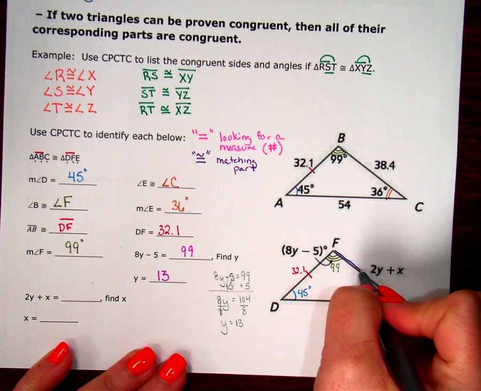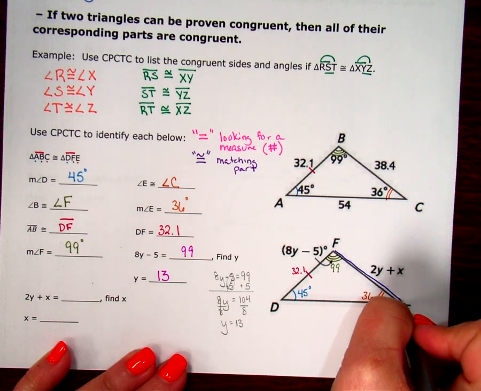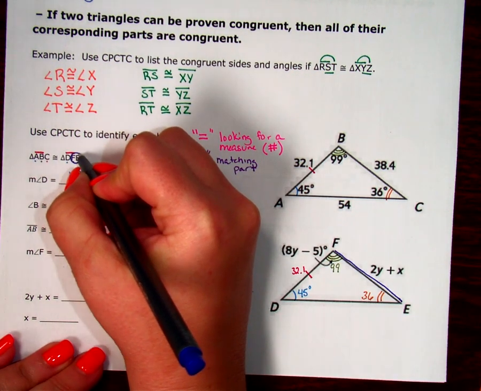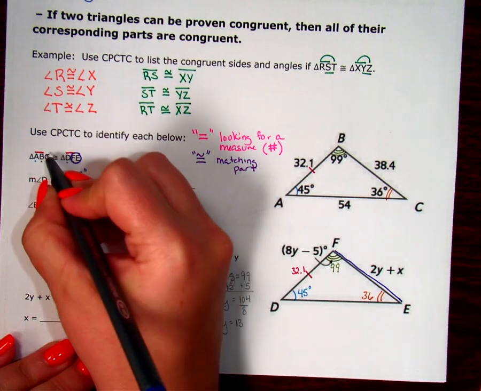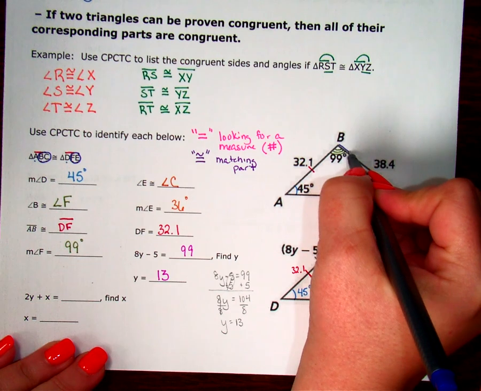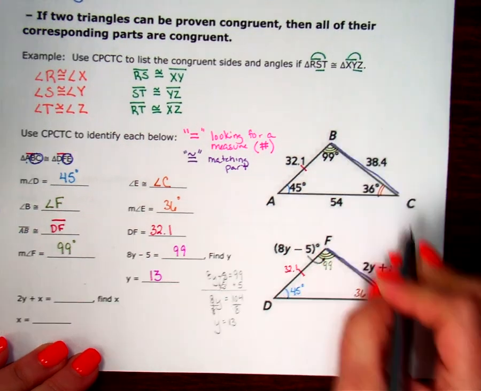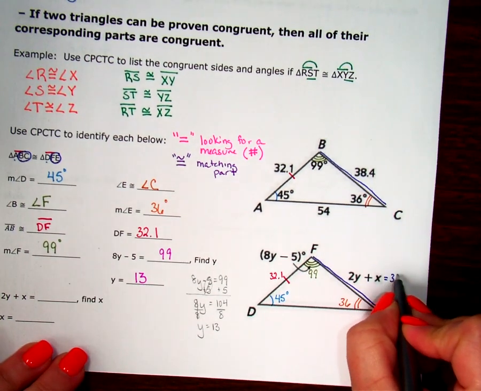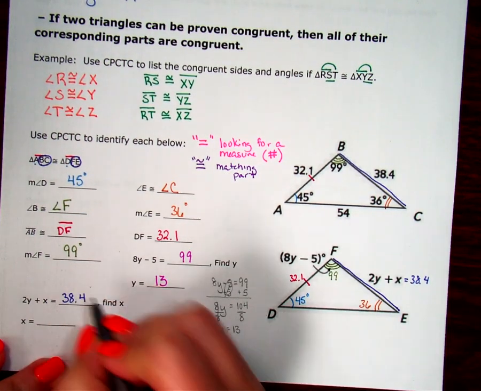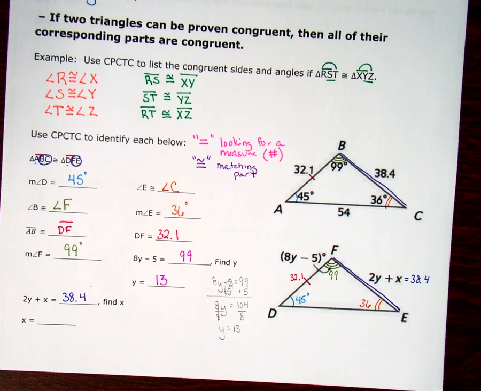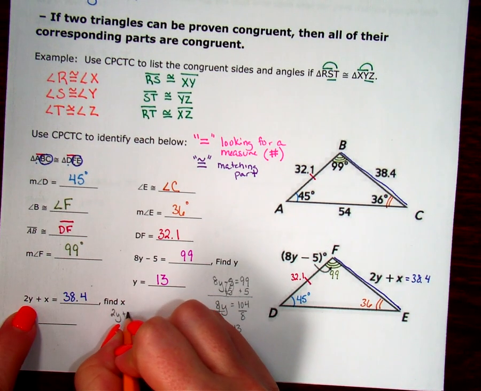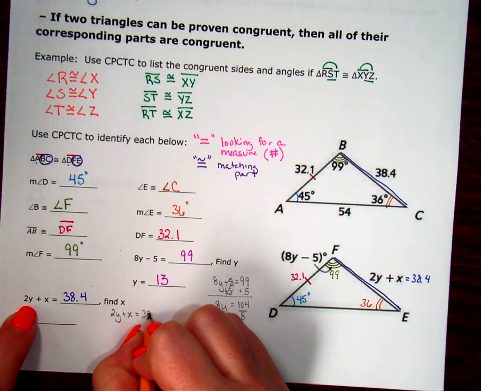Okay? All right, then I have a 2y plus x equals, I'm looking for a number. 2y plus x is going to be the length of FE. So I need to know how long is FE. Well, if I look up here, FE in my congruent statement are the last two letters, so it's going to match up with BC, which is 38.4. So this equals 38.4.